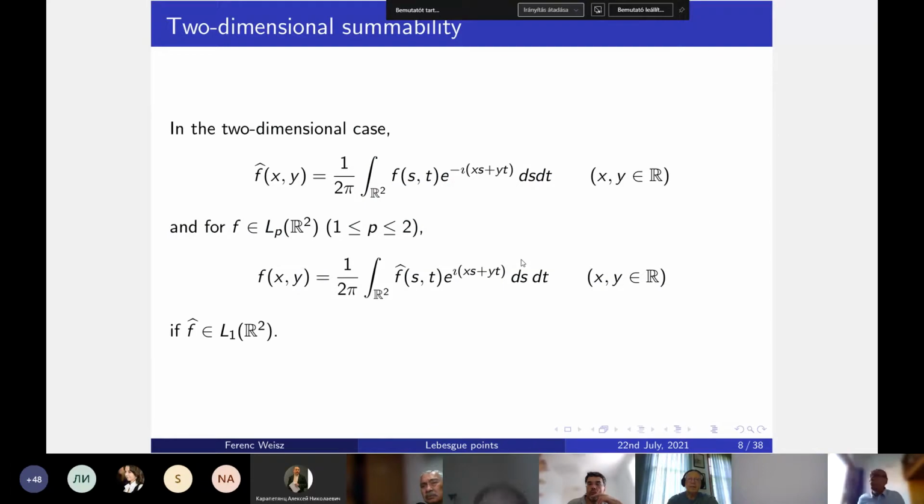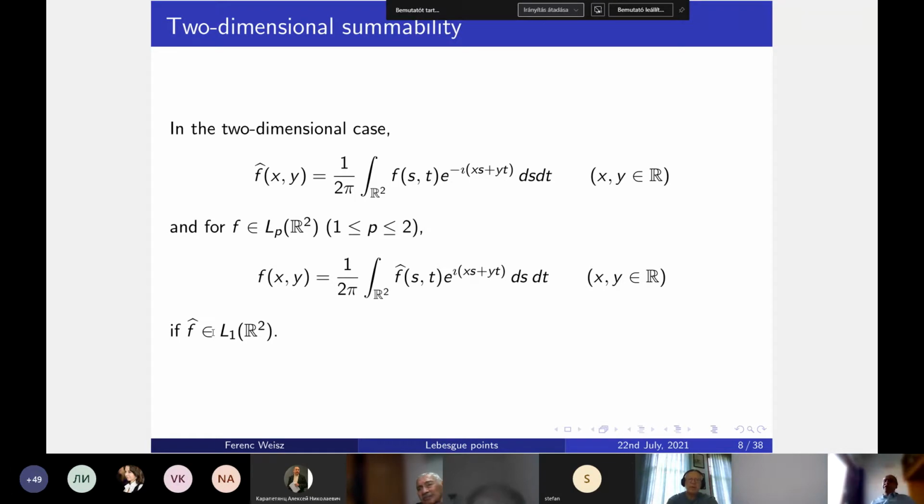In the two-dimensional case, the Fourier transform of an integrable function can be defined in a very similar way. Here is the definition. The Fourier inversion formula holds again if f is in the L^p space, p greater than 1 and smaller than 2, and f hat, the Fourier transform of f, is integrable. So these theorems are very similar to the one-dimensional case.